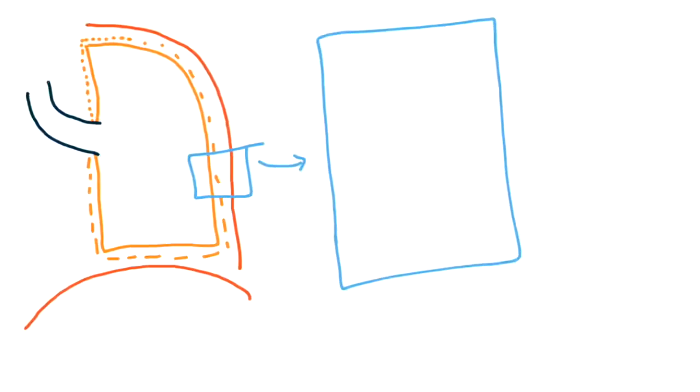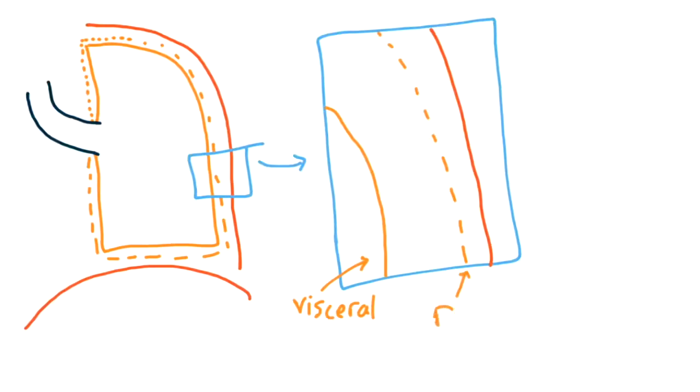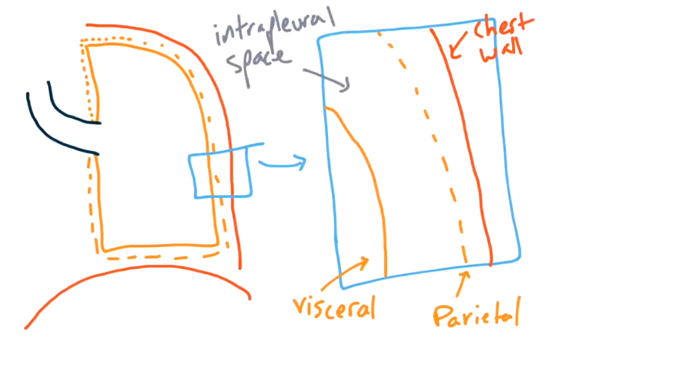So I'll draw a lung right here, and this will represent the chest wall and the diaphragm, and this will be a bronchus. Recall that the lungs are surrounded by thin membranes called pleura. If we zoom up on this section of the lung, we can more clearly see the pleura. So this is the visceral pleura, and this is the parietal pleura. And then here we have the chest wall. The space between the visceral and parietal pleura is called the intrapleural space. This is sometimes also called the pleural cavity.